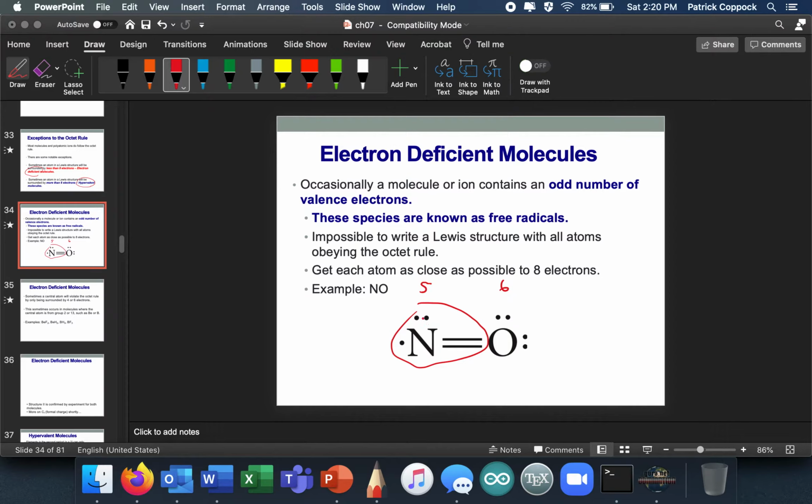2, 4, 6, 7. 2, 4, 6, 8, right? So that's good. That's almost good. Let me draw a little shaky check mark, okay? Not quite good, but it's close enough, and that's the best we can get. So this is an electron deficient molecule. We cannot draw a Lewis structure that has completed octets, and so this is an example of an exception.